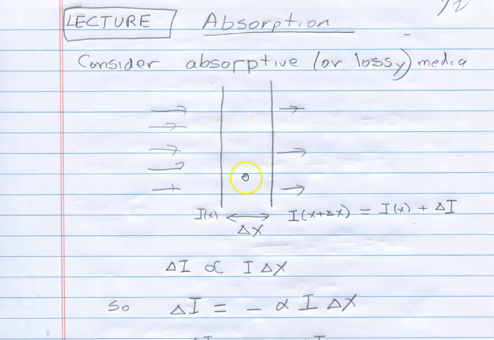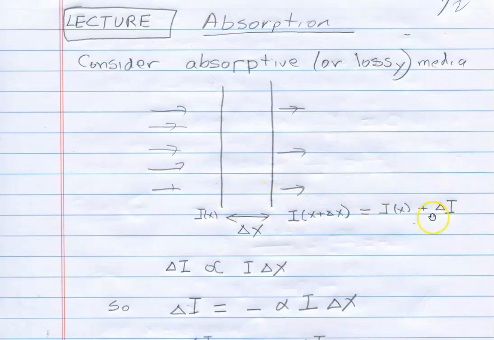And I've got an absorbing media, so it absorbs some of the light inside. Maybe there's a smoke filled in this region, and not all the light makes it over through this distance delta x. So it absorbs some of it and deposits that energy inside here. By the time it gets over to here, it's really the intensity at x plus delta x. So if this is x, then this will be x plus delta x. And then I'm going to write that in this form. It's going to be the intensity at x plus the change in intensity as it goes across this delta x.